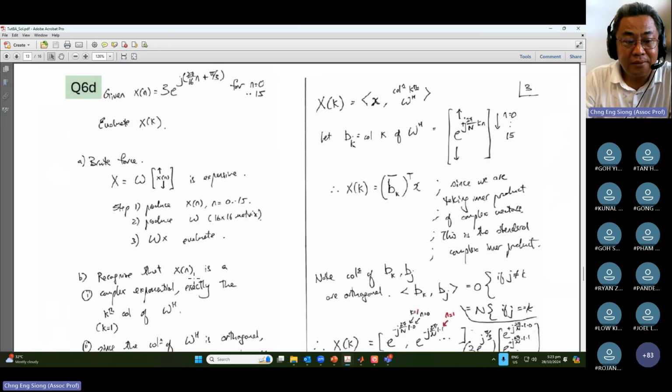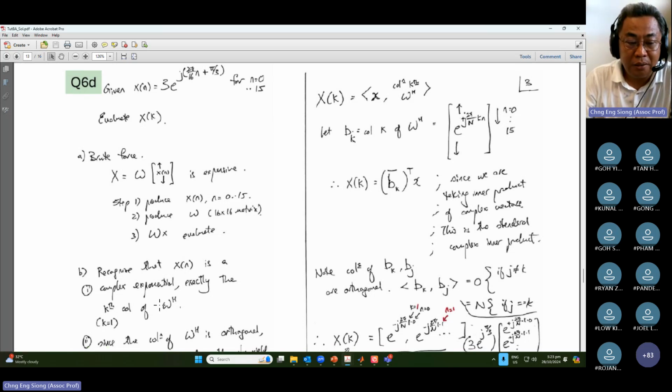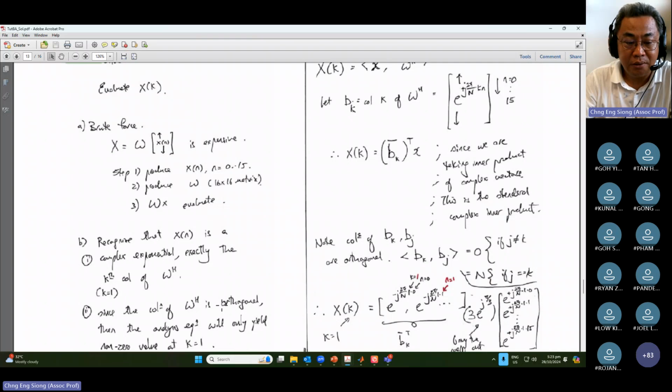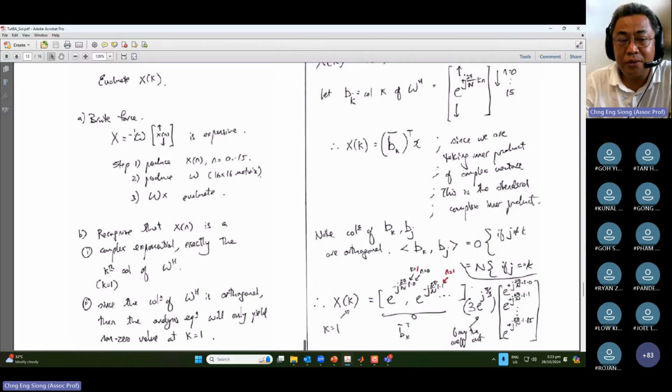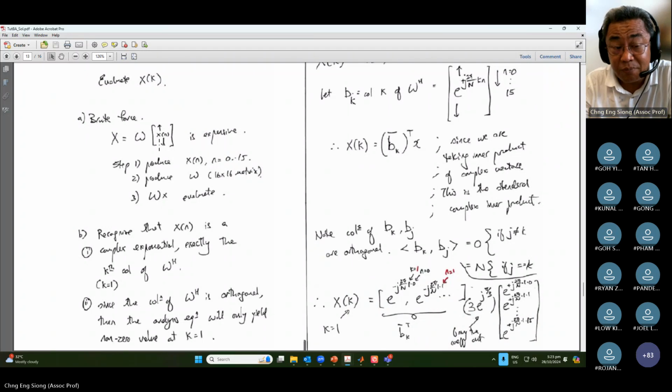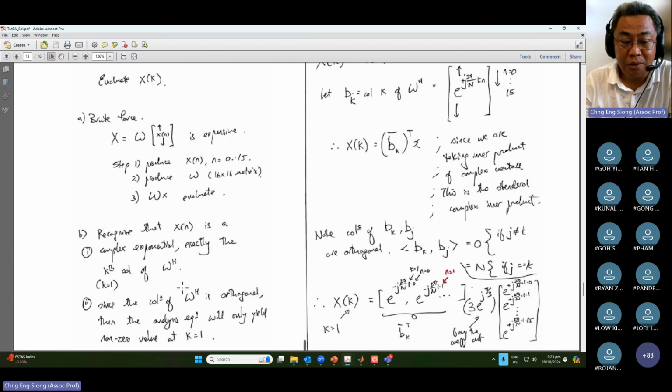We recognize that xn is a complex exponential, exactly one of the columns of WH. And we know that the columns of WH are orthogonal. Therefore, when we multiply W by this, only one number will come out, exactly at k equals 1. That's the key idea, because the rows of W are orthogonal to X. The only interesting row is the first row of W, which is the first column of WH.